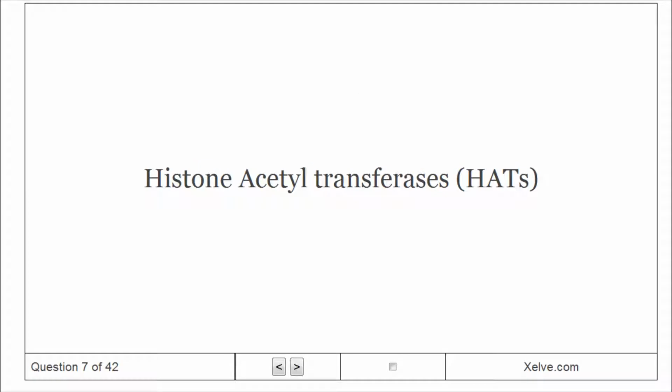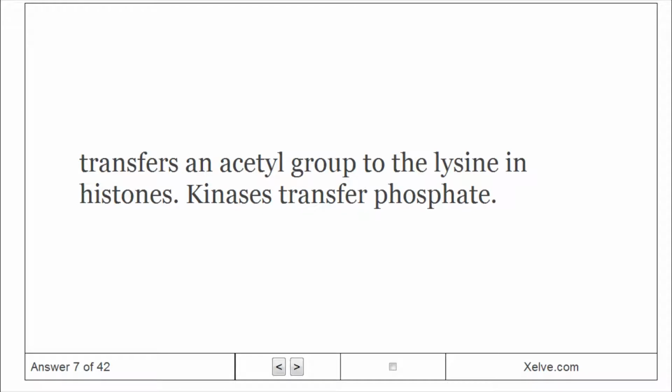Histone acetyltransferases transfer an acetyl group to the lysine in histones. Kinases transfer phosphate.